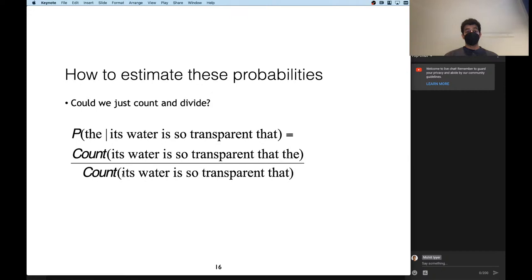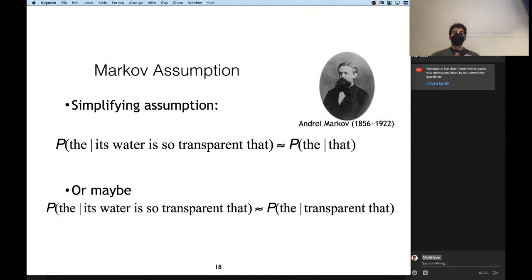In general, we are going to apply the Markov assumption. That's what I was talking about, where the probability of "the" given "its water is so transparent that" we could simplify to the probability of "the" given "that," the very last word in the sequence. This is called a bigram model, which means that this model does not get the full context of the prefix before estimating this probability. It only considers the very last word of the prefix. So this is a huge simplification, right?